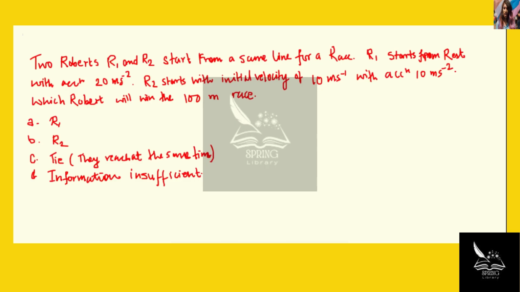Okay, so to do this, it's seen that the robot R2 has a higher initial velocity but lower acceleration, whereas R1 has a zero initial velocity but it has higher acceleration. So let's see which one wins. Let's write the values of S, the distance traveled, for R1 and R2. The distance traveled should be the same for both.